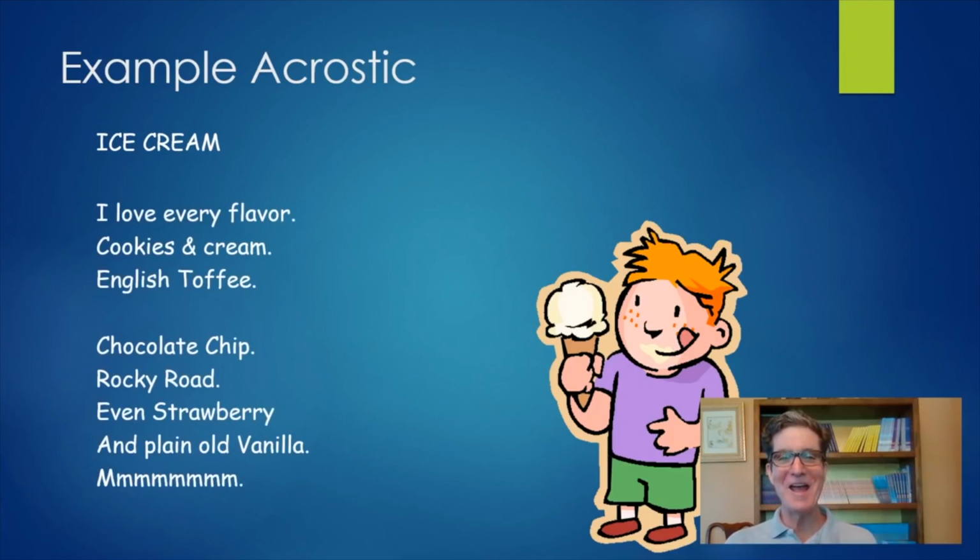I love every flavor. Cookies and cream, English toffee, chocolate chip, rocky road, even strawberry, and plain old vanilla. Now, if you look at this acrostic, you will see that the first letters of each line spell out the words ice cream. And really, that's all there is to creating an acrostic.